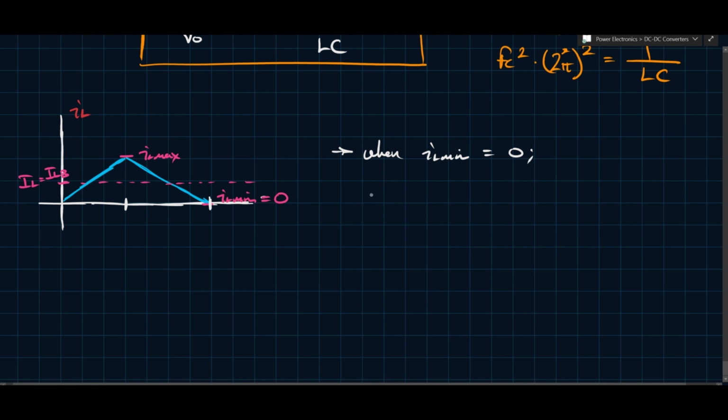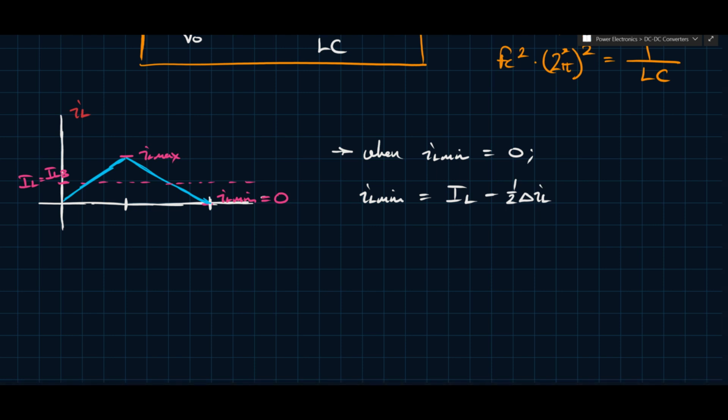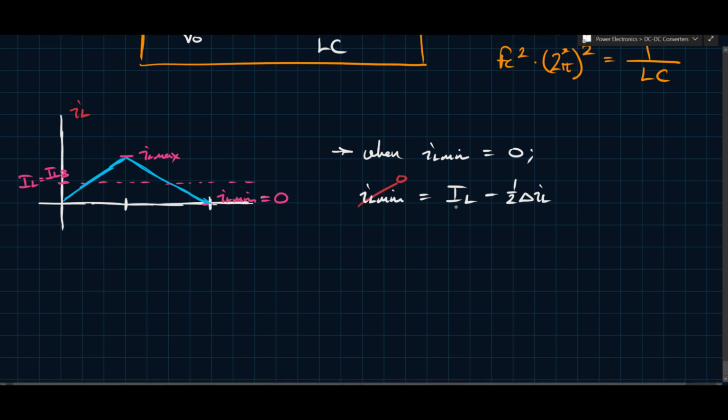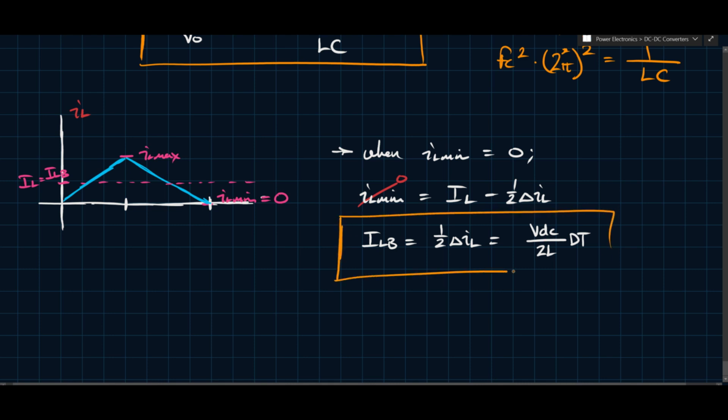So first of all, we know that in general, IL min is going to equal the average IL minus 1/2 of the ripple delta IL. But if this goes to 0 and this IL becomes ILB, then we end up with ILB equals 1/2 delta IL. And we already solved for delta IL previously, so we know that this is going to be equal to VDC over 2L times dt. And this is your boundary current for the average inductor current.